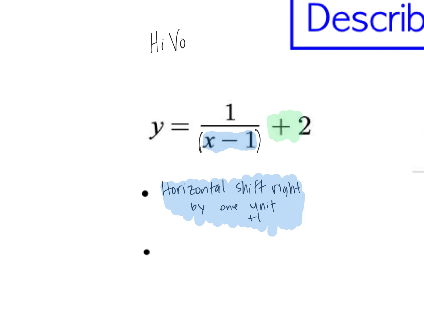Vertically, though, is a little different. Vertical happens beyond the fraction, outside the parentheses. HIVO: vertical, outside. So in this case, our vertical transformation is a vertical shift up by 2 units. So we would have to add 2 to all our y coordinates.